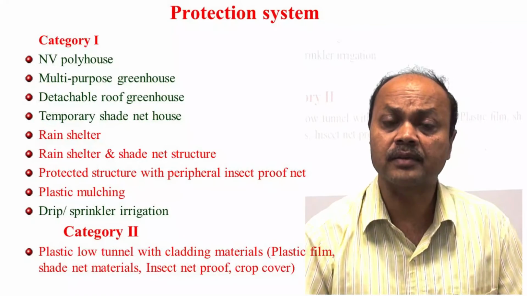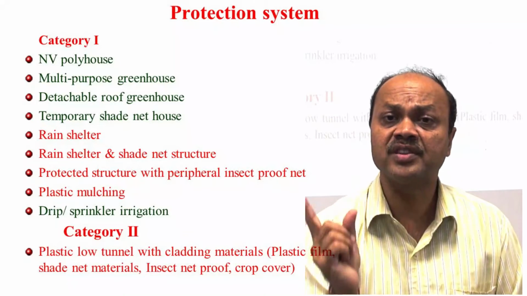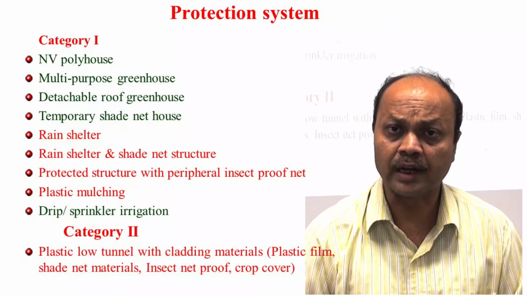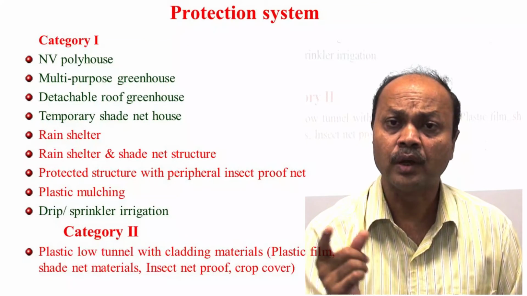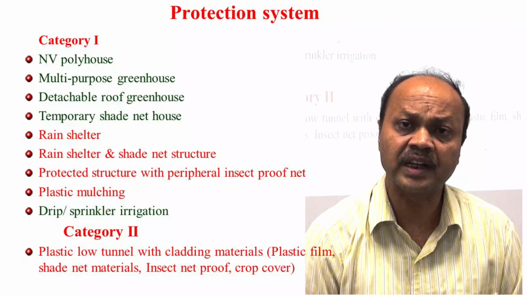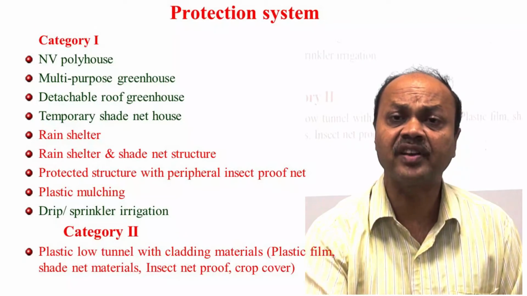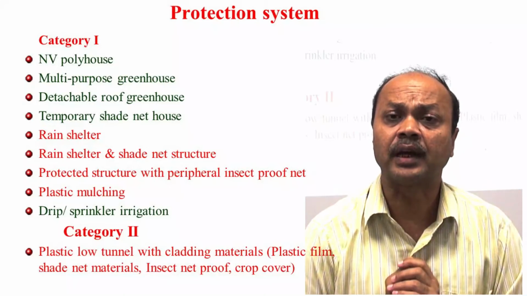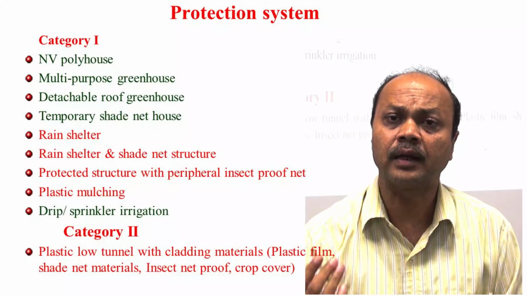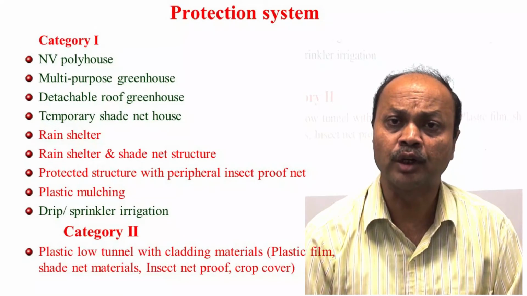Maybe with that rain shelter, the same structure, if we remove it like this detachable roof concept, there will be no insect net around your greenhouse, as in the detachable roof we have discussed. So you just remove the plastic and go for your shade net structure. Like that, we are working on the protected structure with the peripheral, meaning in the periphery we give the insect net, and then inside the structure will be there, though there will be no insect proof net inside the structure, your natural ventilated polyhouse.